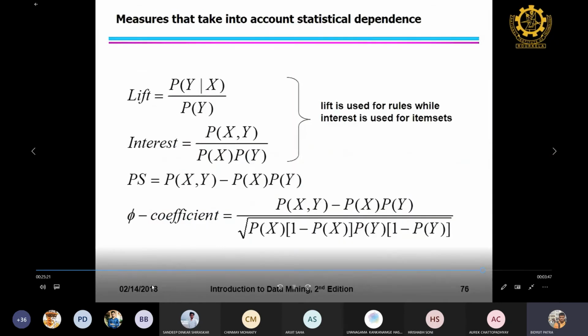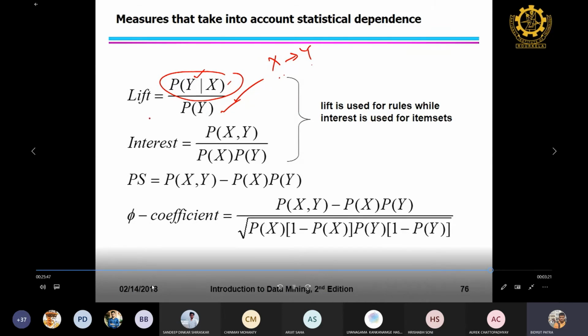Therefore, we find this is something called the lift. That is what we wanted to find. What is that? We already explained. This rule X to Y means the probability of Y when X already appears. So that is the probability of Y given X appears. And then what we wanted? We should consider the support of Y, so that is the probability of Y. So this is something called the lift.